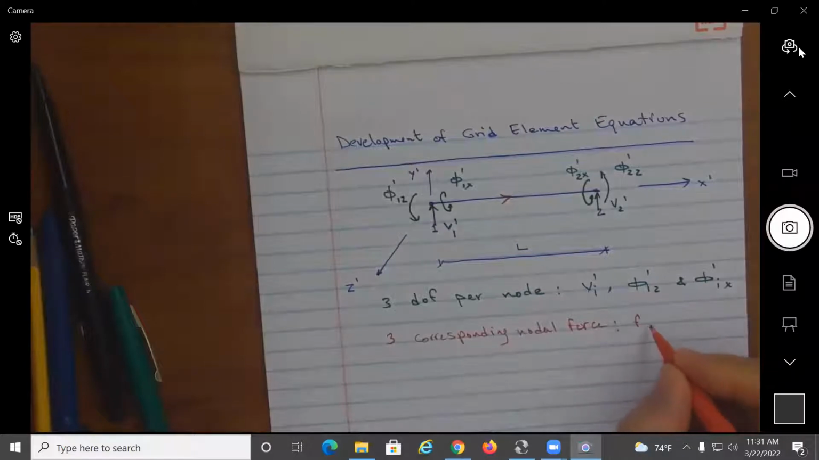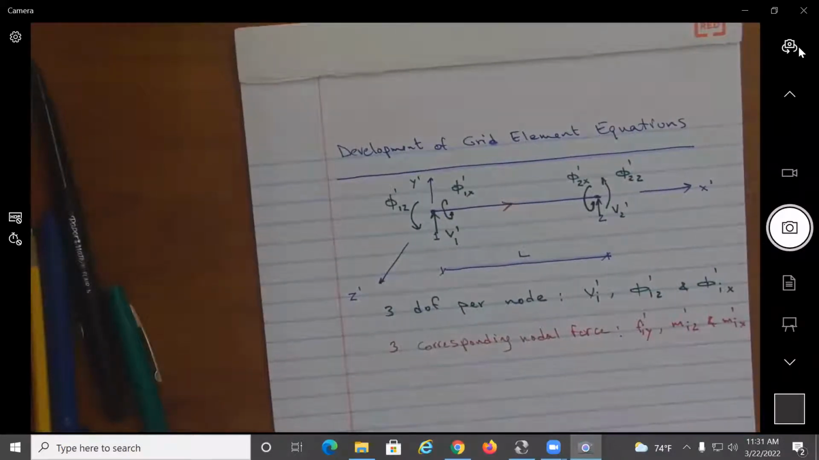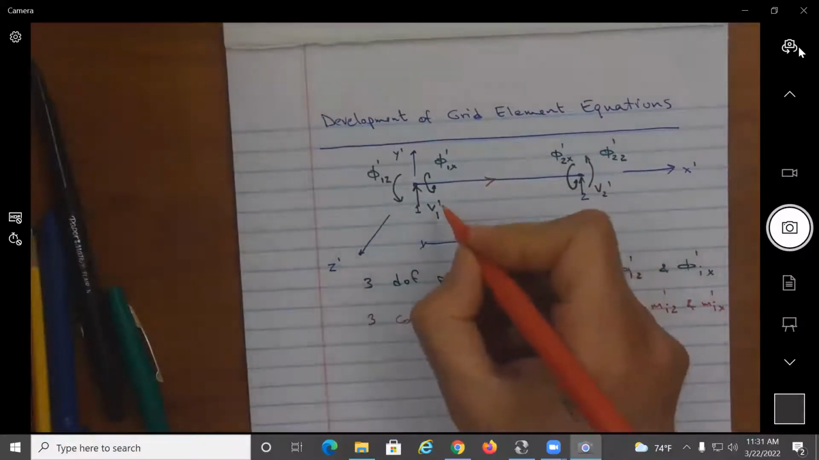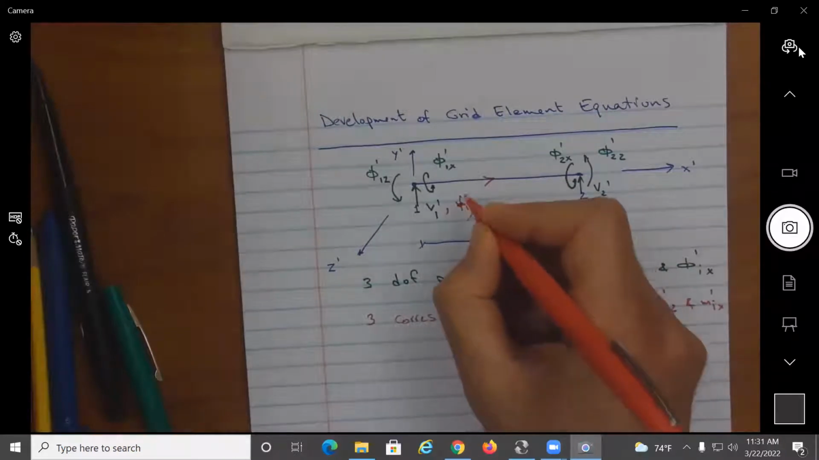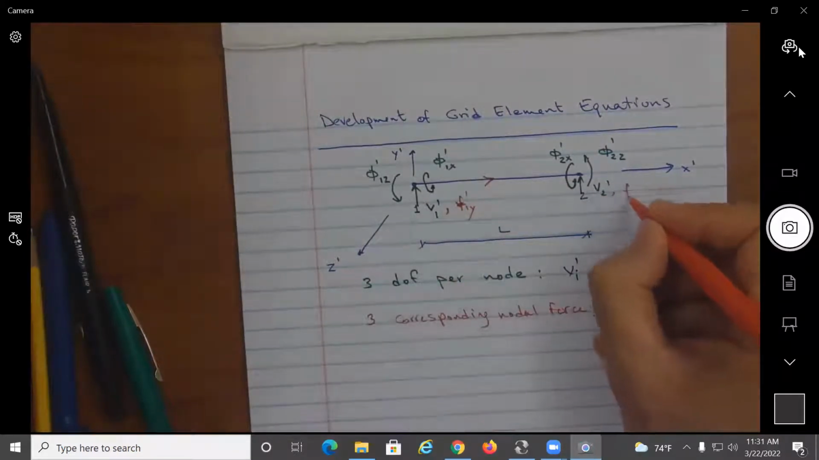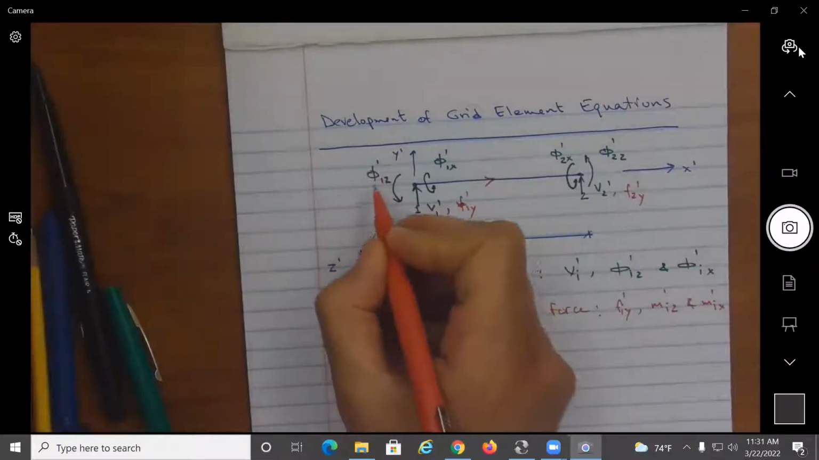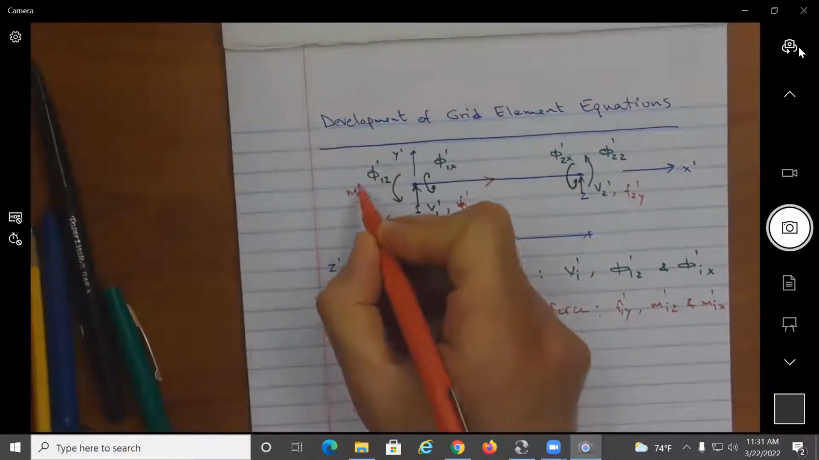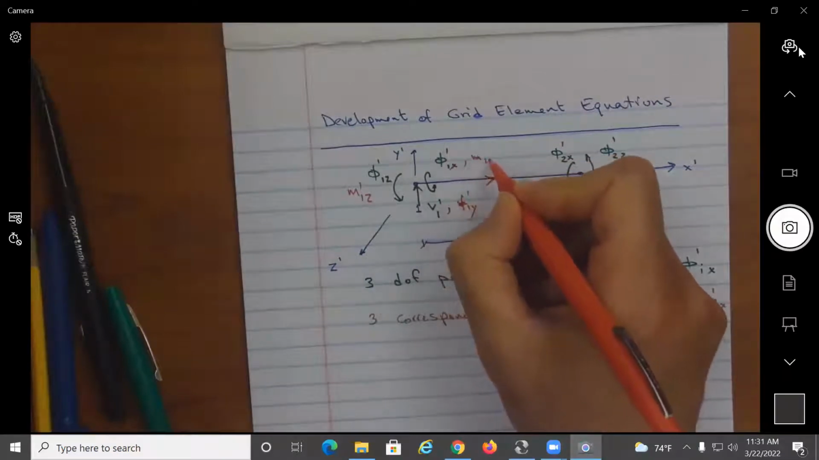Namely, F1Y prime, M1Z prime, and M1X prime. So if I'm going to show these on the elements, I'm going to have here F1Y prime, and here F2Y prime. Corresponding to F1Z prime, I'm going to have M1Z prime, and corresponding to phi1X prime, I'm going to have M1X prime.